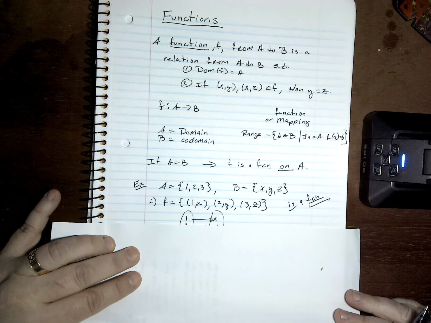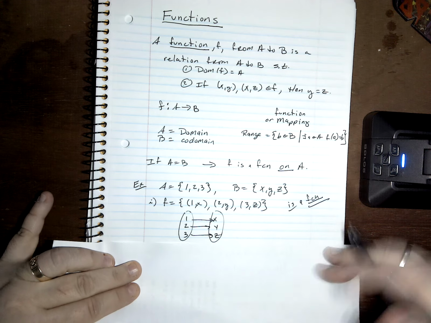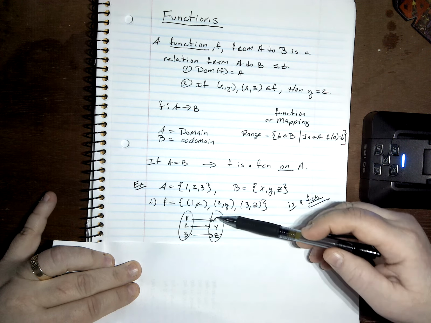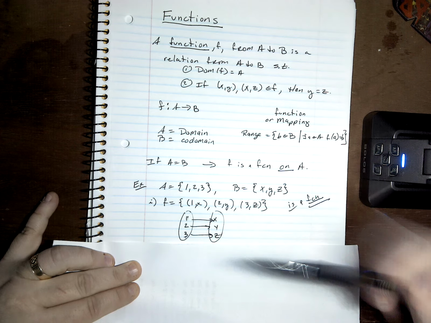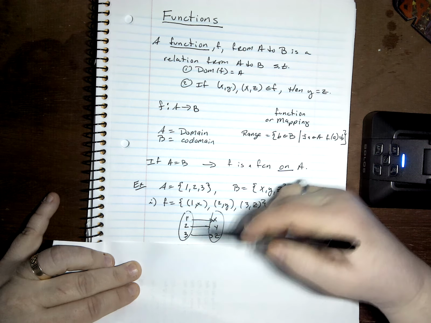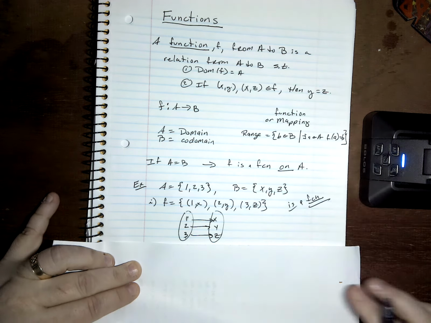Another example. Oh, and I can use this notation. This is a nice notation. Sometimes it's more visual. I can see that each thing over here in A has only one arrow coming out of it, not two. That tells us it passes the vertical line test. And everybody in A over here has something coming out of it. That means the domain is A.